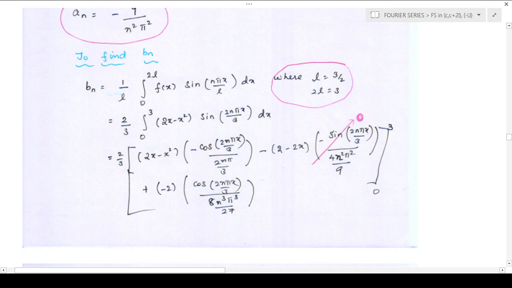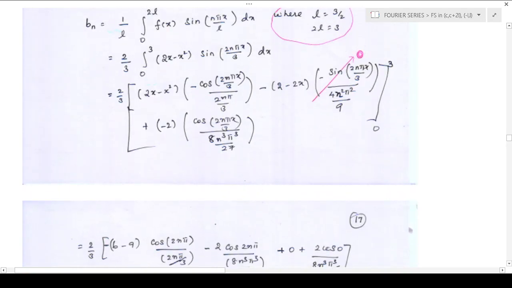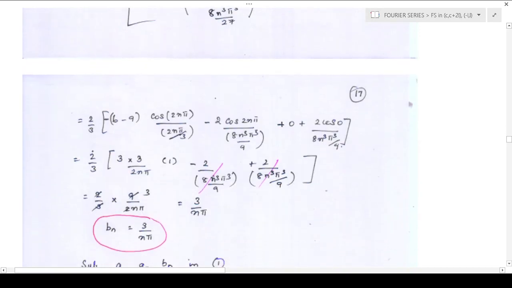Cos integration is plus sine divided by 2n pi by 3 the whole square. I have written it as 4n square pi square by 9. That's it. Again integrate minus sine. It is plus cos, because integration of sine is minus cos; minus minus is plus cos divided by 2n pi by 3 the whole cube. I have just cubed it and written it here. So now substitute x equal to 3, the 3 gets cancelled, sine 2n pi is 0. Substitute x equal to 0, sine 0 is 0. Apply for the next two, that is the first and last term, upper limit minus lower limit. You are getting the terms like this.